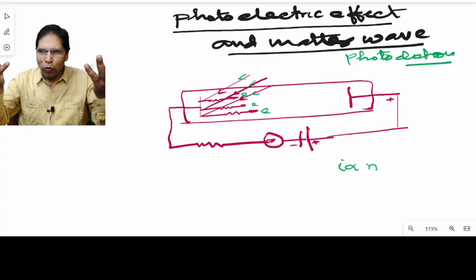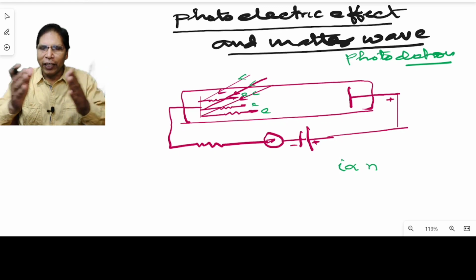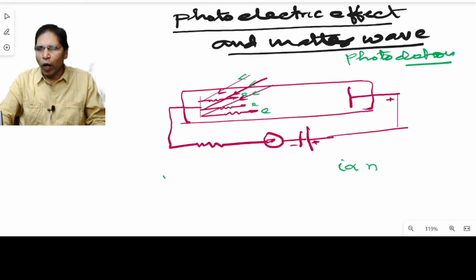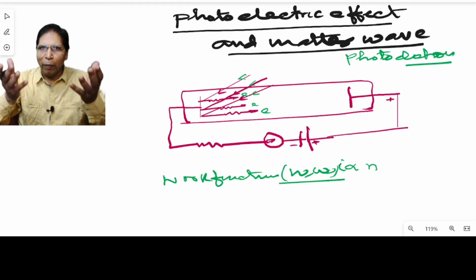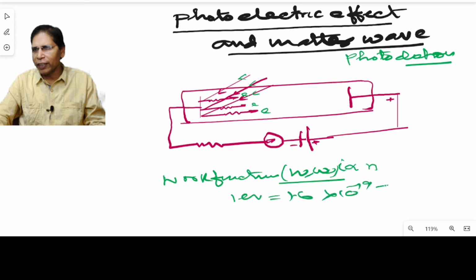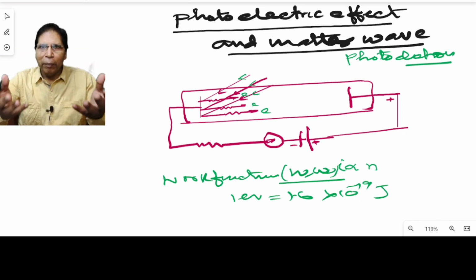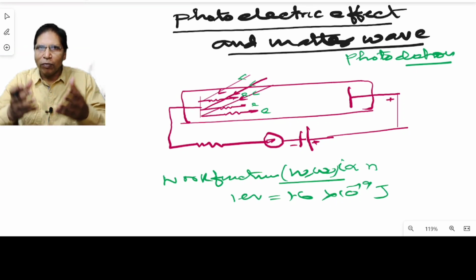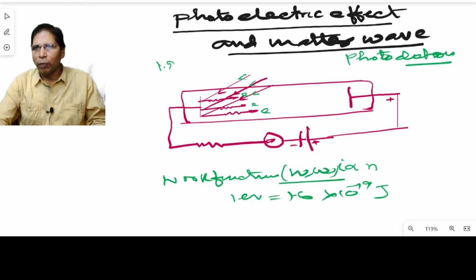Now first of all we have to define the important terms relating to the photoelectric effect. First of all, work function. The amount of energy required by a metal surface to emit an electron from it is called work function. Its unit is joule or electron volt. 1 electron volt equals 1.6 into 10 to the power minus 19 joule. We always prefer metals of low work function for photoelectric emission, such as cesium, whose work function is 1.9 electron volt, and sodium, 2.3 electron volt.